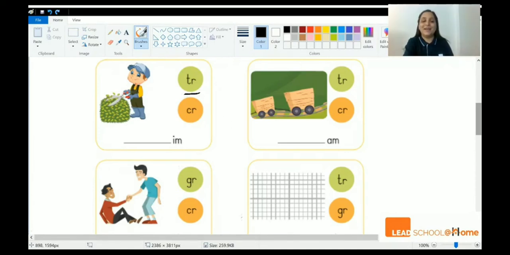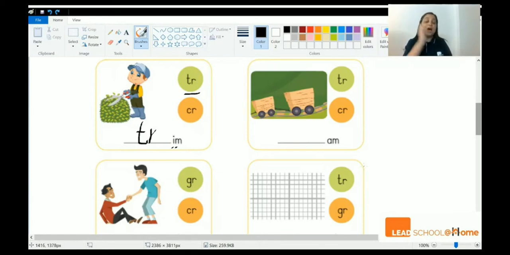So this is the blend we hear here. Let's write this blend tr here. Write it with me in your workbook. Tr, i, trim. Now tell me, what is this? Do you know what this is? Yes, this is tram.